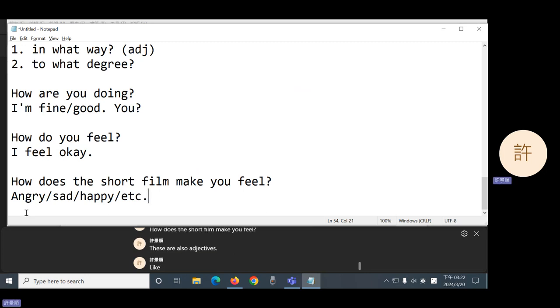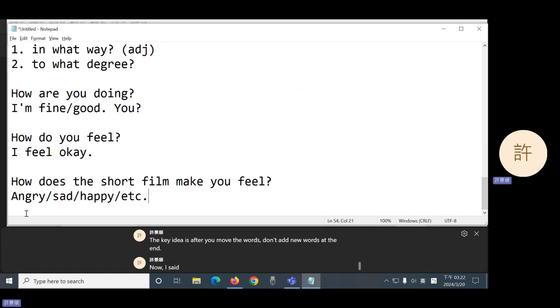Like in Chinese, emotions are nouns. Right? Or verbs. But in English, emotions are adjectives. And that changes the grammar. Okay, so do you have questions about content questions? The key idea is after you move the words, don't add new words at the end.